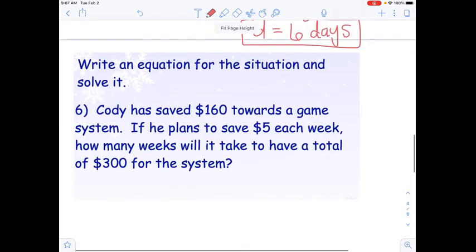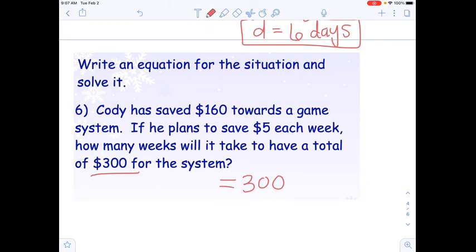My last question here again says to write an equation for the situation and to solve it. Cody has saved $160 towards a game system. If he plans to save $5 each week, how many weeks will it take to have a total of $300 for the system? So again, there's no is here, but we want to set our equation equal to the total. Well, it tells us that the total is $300.